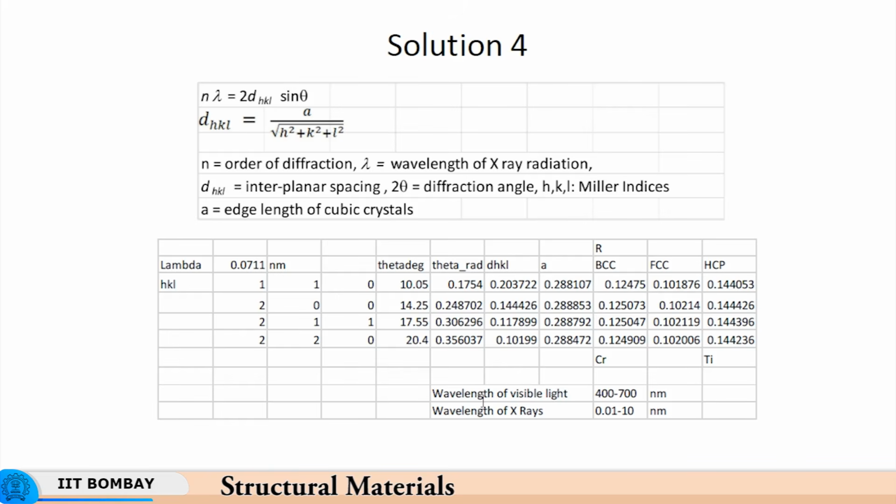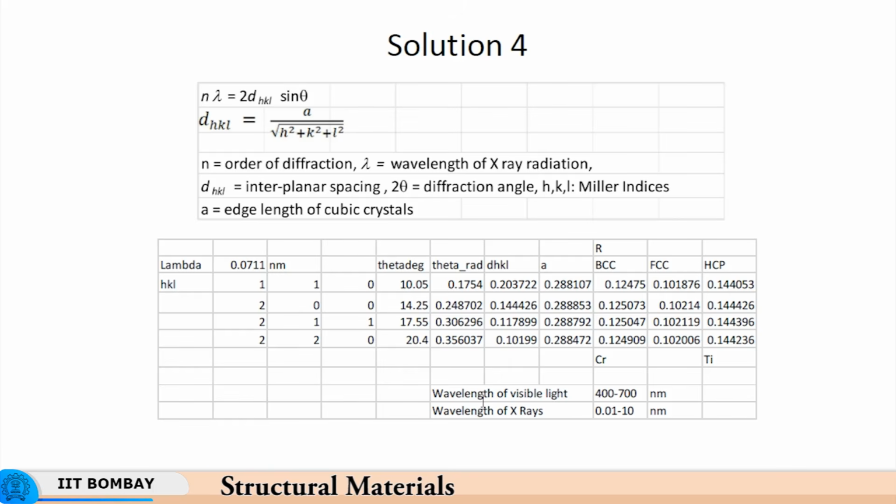So for BCC lattice, the atomic radius is what we are going to find out. The lattice parameter is given here, and the corresponding radius of the atom is 0.124 for BCC. For the same lattice parameter A, if the structure were FCC, it would be 0.1018, and if the structure were HCP, we would get this.